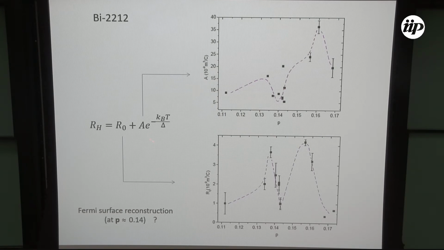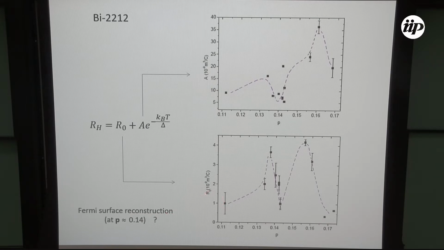Here are the parameters A and R naught. They are complicated as for yttrium. It's similar. It's interesting, but the variations as a function of the carrier concentration are similar in both systems, IBCO and BISCO 2212. There is a maximum around 0.16 in this case, 15-16. This minimum in 0.14, which is quite amazing.